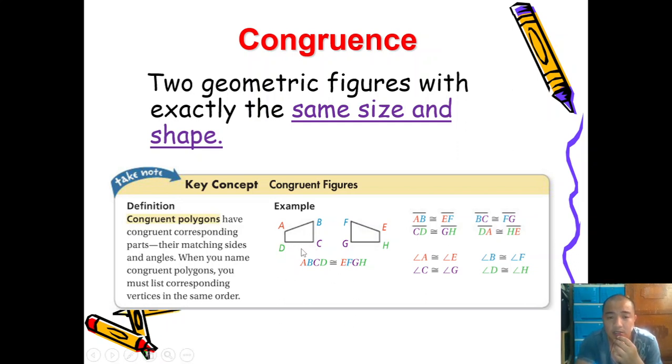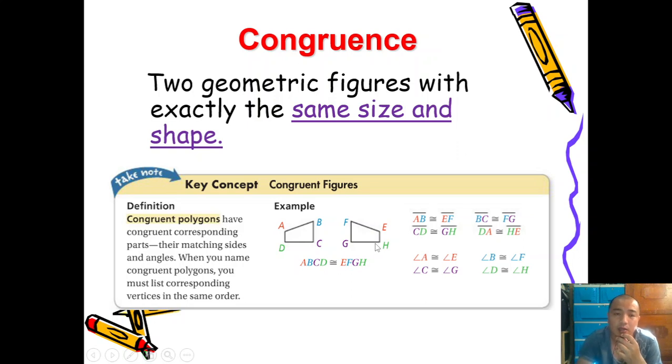quadrilateral ABCD is congruent to quadrilateral EFGH. That means A corresponds to E, B corresponds to F, C corresponds to G, D corresponds to H. And also corresponding sides, AB is congruent to EF, CD is congruent to GH, BC is congruent to FG, DA is congruent to HE. Also the angles, angle A is congruent to angle E, angle C is congruent to angle G, angle B is congruent to angle F, and angle D is congruent to angle H.